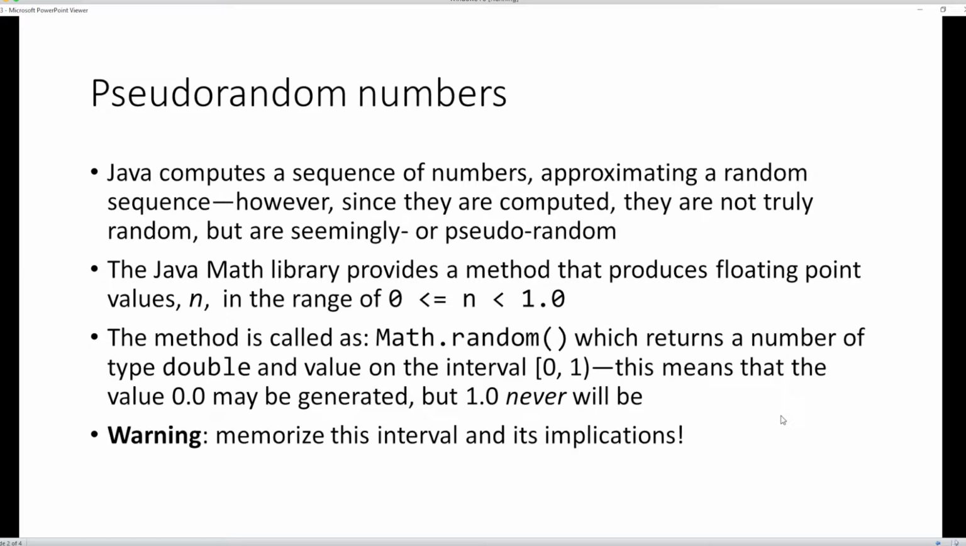Notice the bracket. In interval notation, that means it includes that value of 0, comma, 1 paren. The paren says it's an open interval, which means it's up to but not including. My advice is memorize this interval and its implications. Remember, 0 is included, but 1 is not. So it's always going to be a value less than 1. It may be equal to 0.